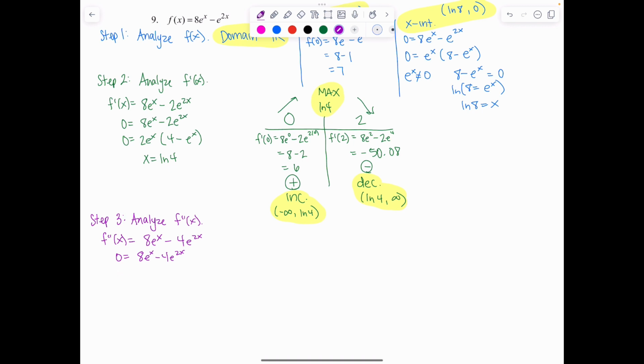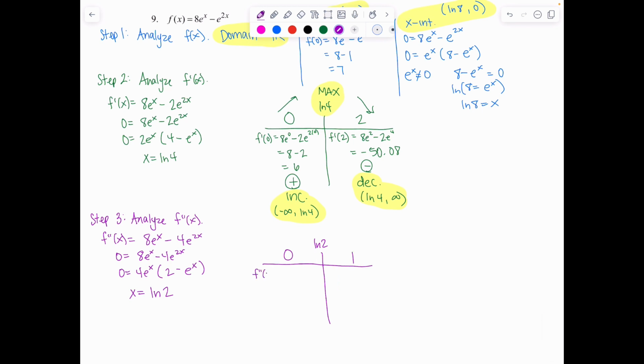Let's factor 4e to the x. So we have 2 minus e to the x. And similar to all the rest, x will equal natural log 2. Let's look around natural log of 2. So a number less than that, 0. A number greater than that, 1.